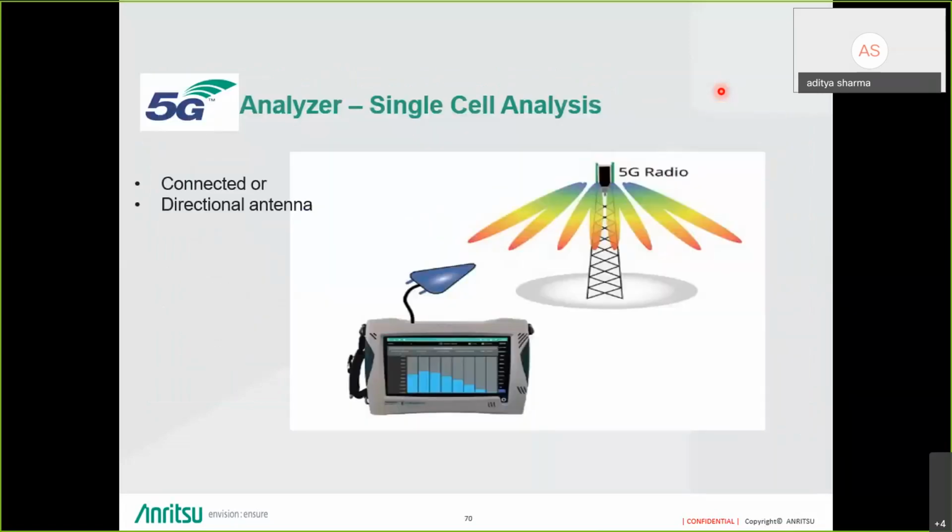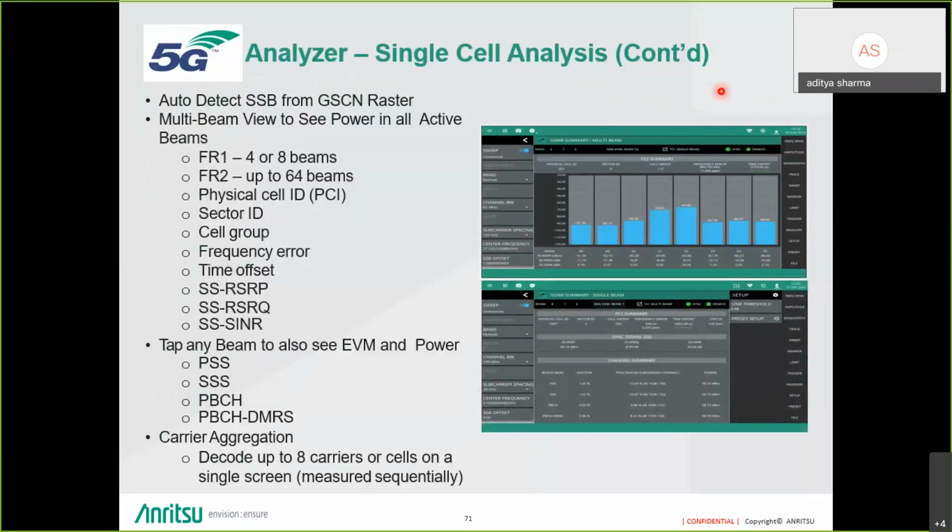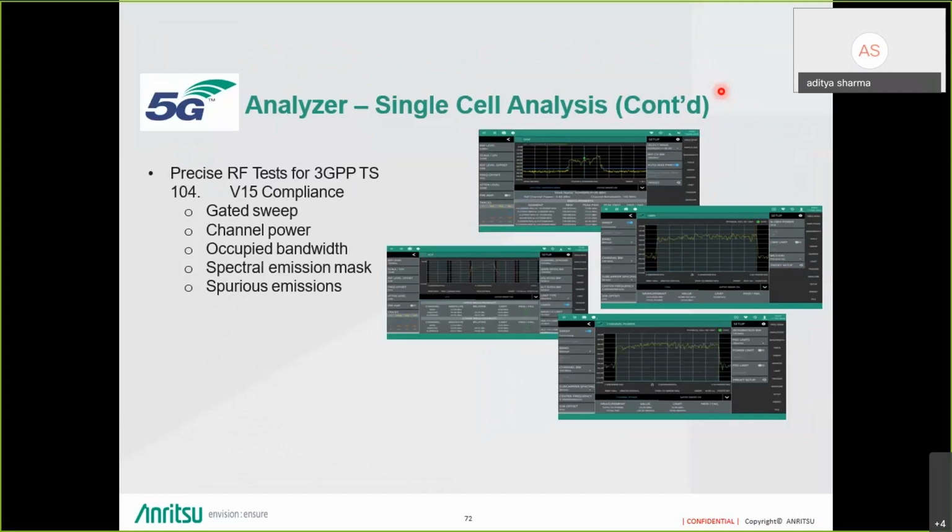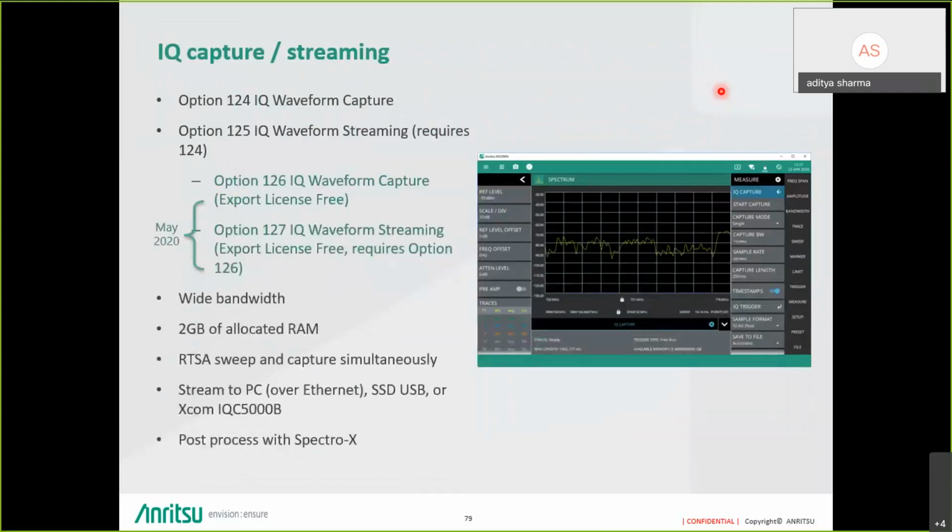A 5G analysis option is there. So it can connect directly to an antenna. It has the 5G demod application. An NR application is there to analyze the SSB and other 5G measurements. I'm not going to cover this just for time's sake. It also has other applications like gated sweep, channel power, occupied bandwidth, spectrum mask, spurious mask. It can also capture, as it has an analysis bandwidth of 100 megahertz, IQ data and stream it as well. So it has 2 GB of RAM.